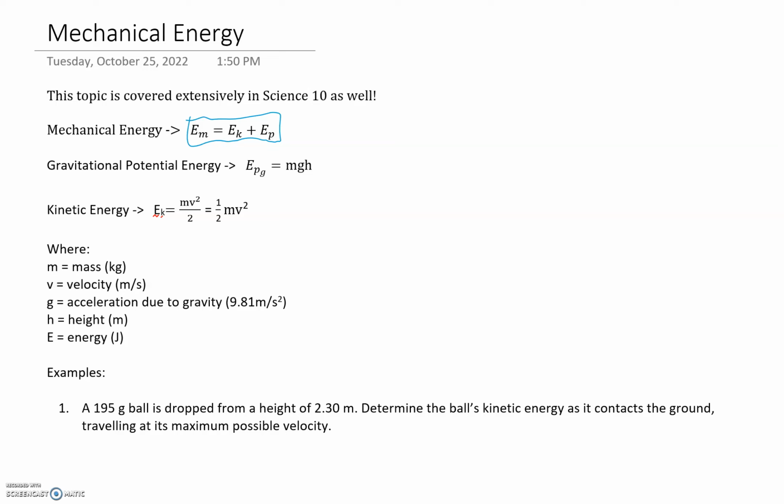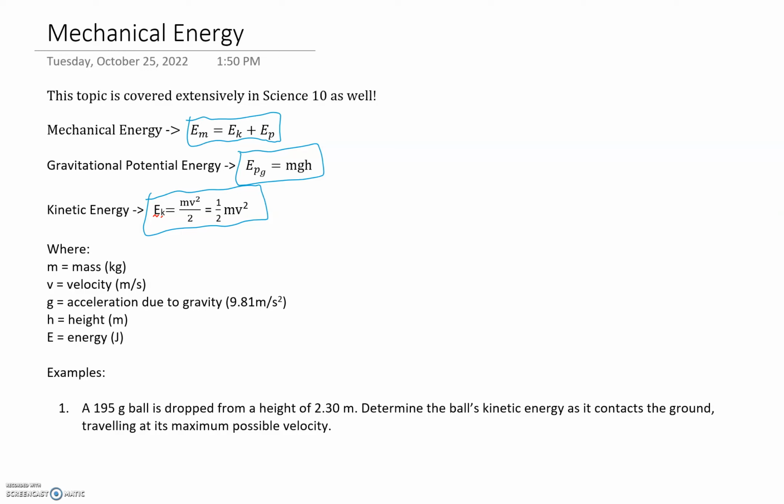Gravitational potential energy is measured as mgh, and we briefly saw that in the last video. Kinetic energy is measured as mv squared over 2, or a half mv squared. Those two mean the same thing. There's a whole bunch of descriptions on what those all mean. Now, this is going to come up more when we start talking about conservation of energy.